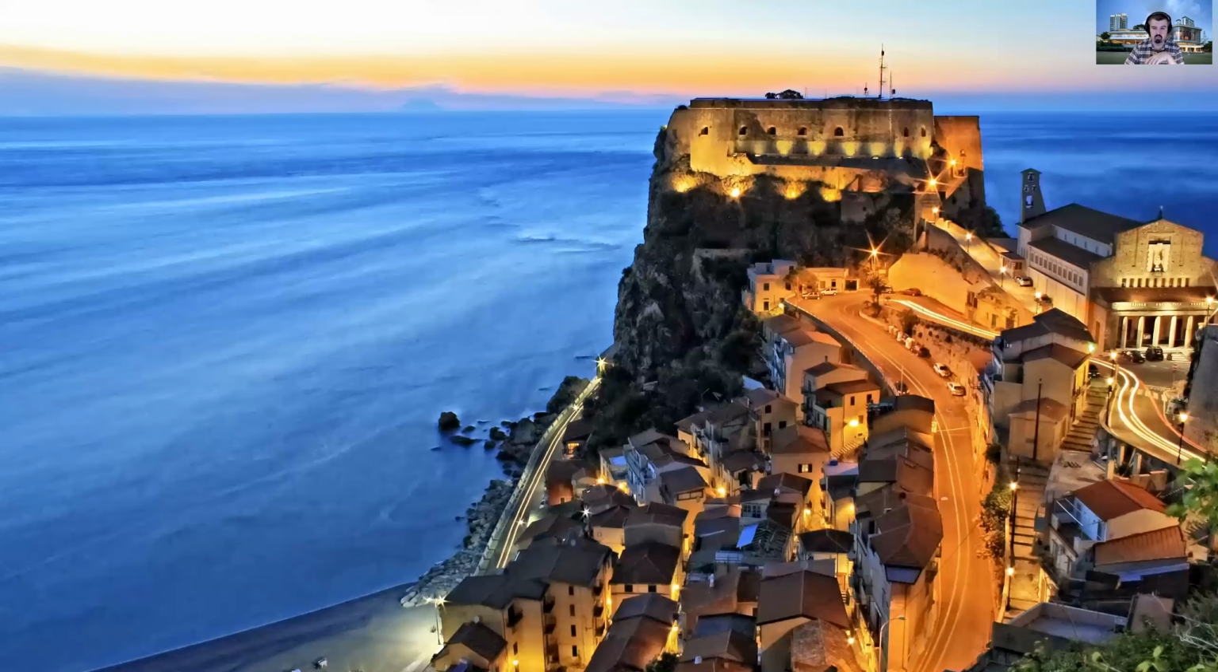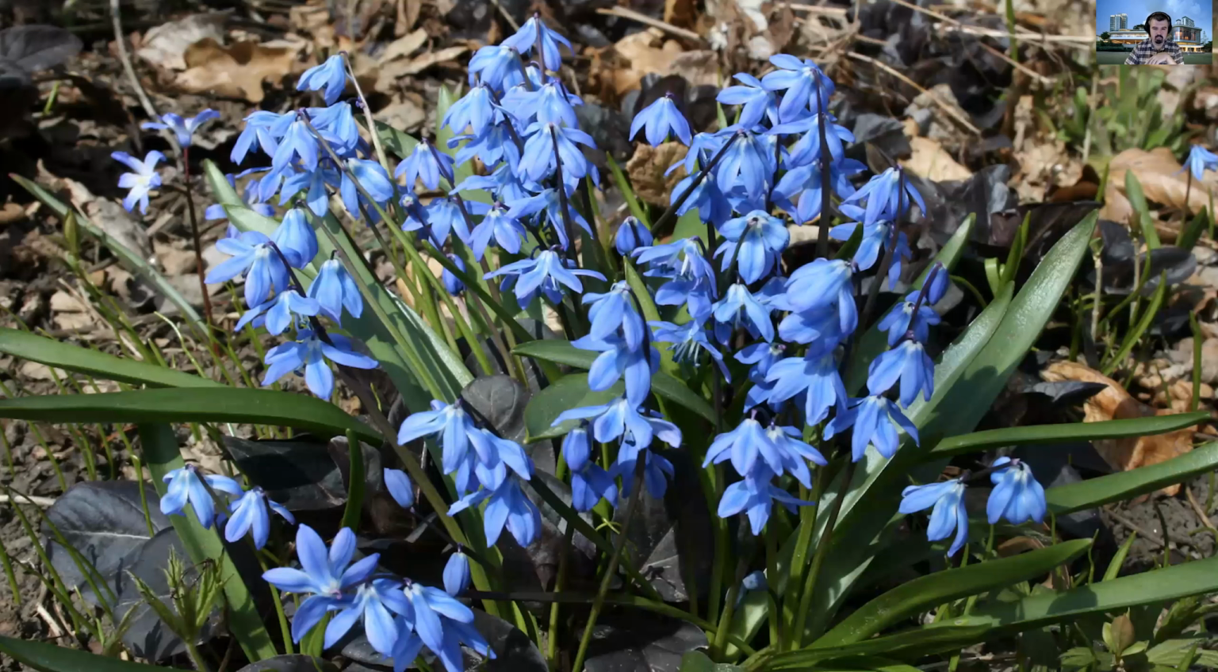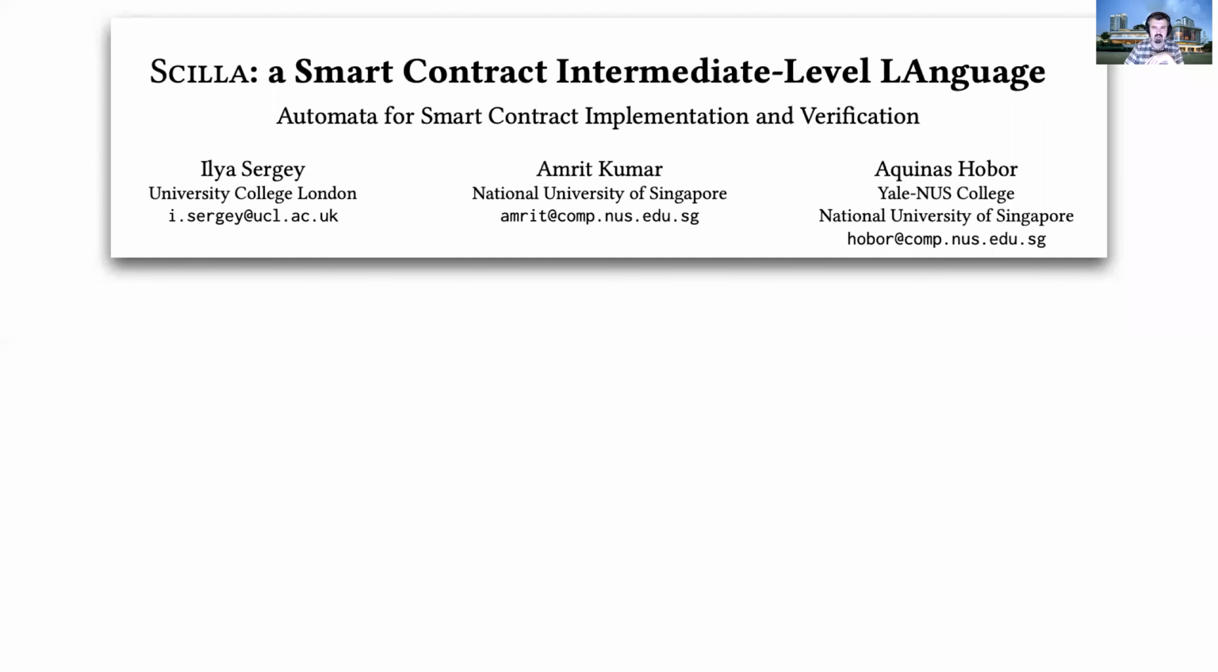Scilla turned out to be also a very beautiful town in Italy, or this plant, which is currently endemic in North America. But in fact, it mostly came as an acronym for a smart contract intermediate level language. So this is something that we hoped would be not exactly the language in which smart contracts are written, although people now write contracts in it, but something that other languages can also compile to.